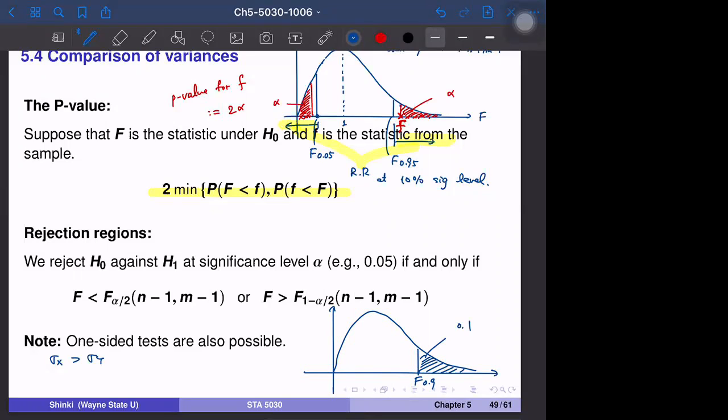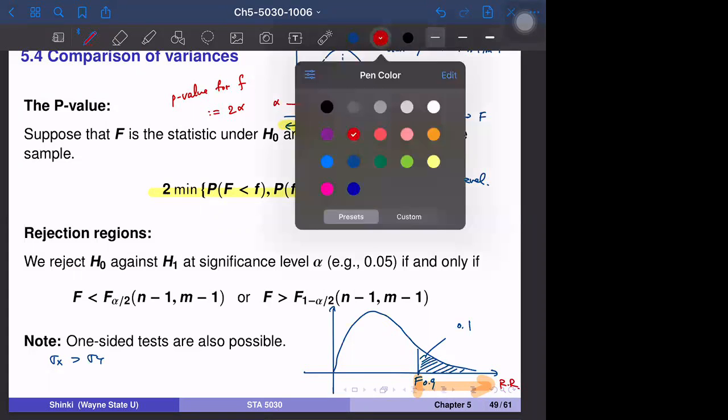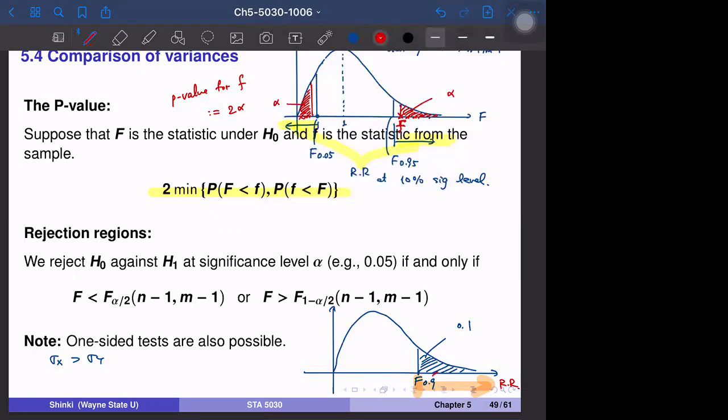Then this range is the rejection region at 10%. If the statistic falls in this range around here, we reject. If the F statistic falls in this range, then we don't reject. So this is a one-sided test, and of course we can do the other way around. The sigma x is less than the sigma y. Also, we can test that.